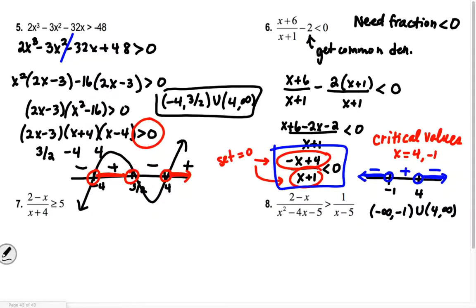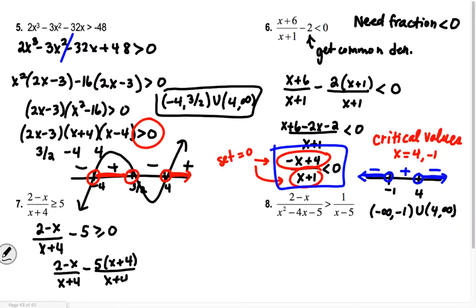All right, so the same idea on this one. So we have 2 minus x over x plus 4, and we're going to subtract the 5, because that 0 thing's important to us. We like to see if it's positive over negative is a positive, and so on. So we're going to get common denominators by multiplying by x plus 4 over x plus 4.